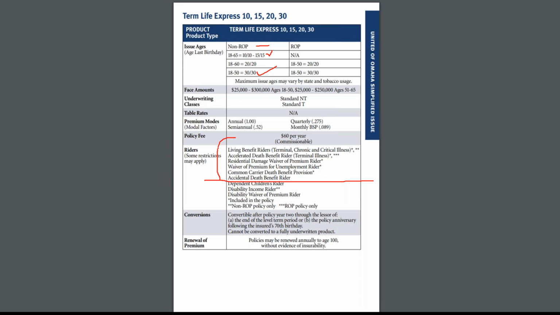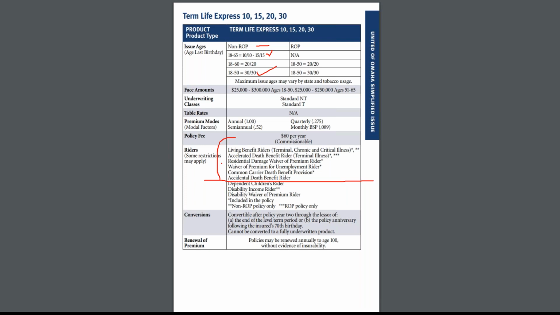It has a residential damage waiver of premium. That's if they own a house and they get sustained so much damage on their house, they can waive their premiums up to 6 months. There's also a waiver of premium for unemployment. Now, this is not a product. Keep in mind, this is not a substitute for final expense.